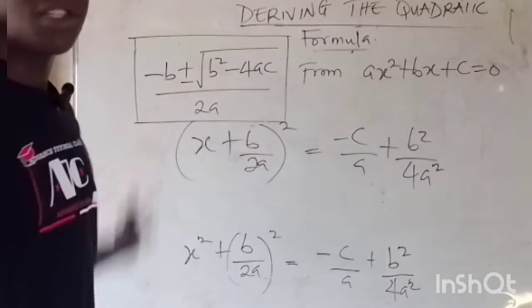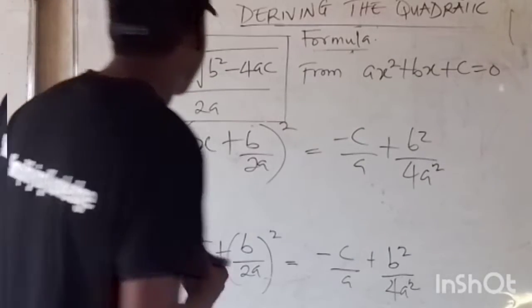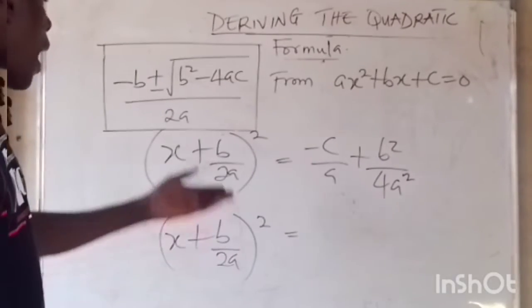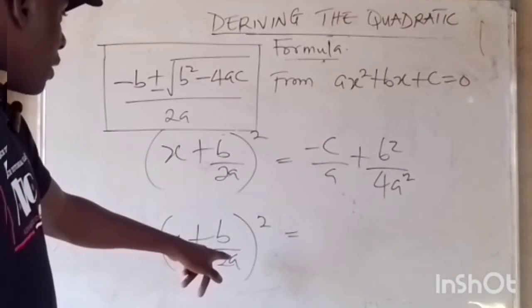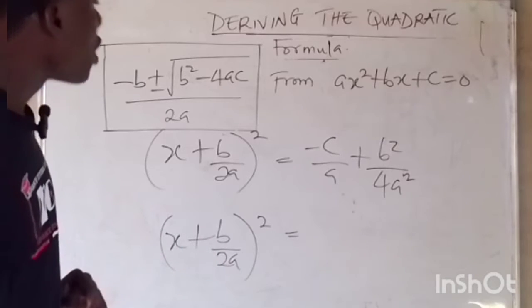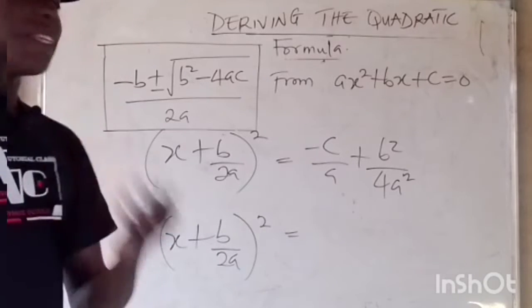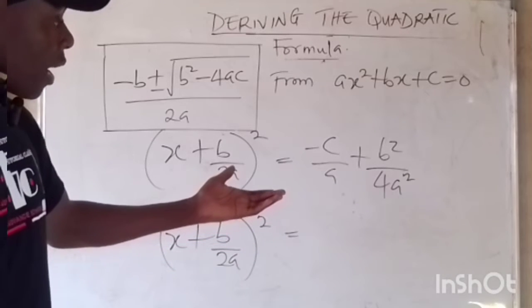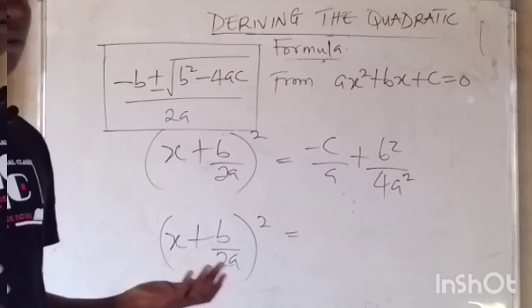So by square rooting both sides of this equation, I'm going to have it that... I'm sure you knew how I got to this point. Okay? So from here, what I will simply do is simplify the right hand side. If you look at the right hand side, I need to work on this fraction to make it a single fraction. So what will I do?